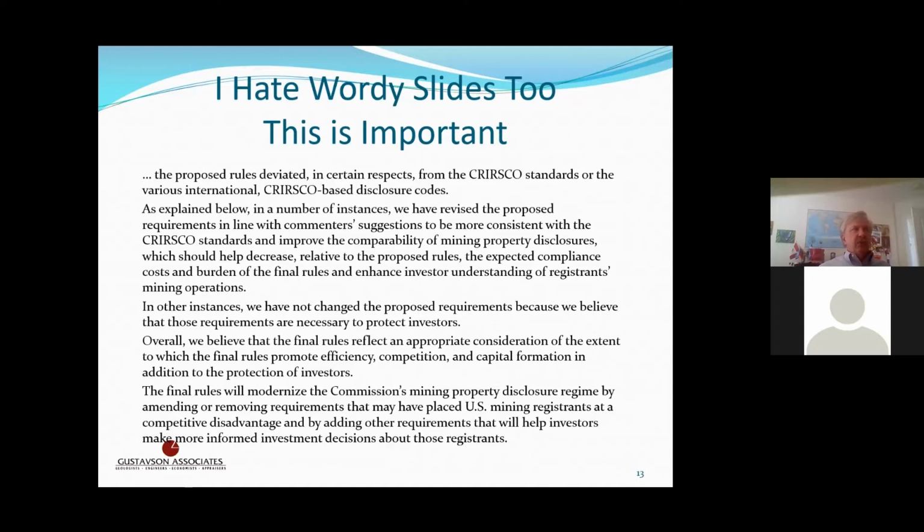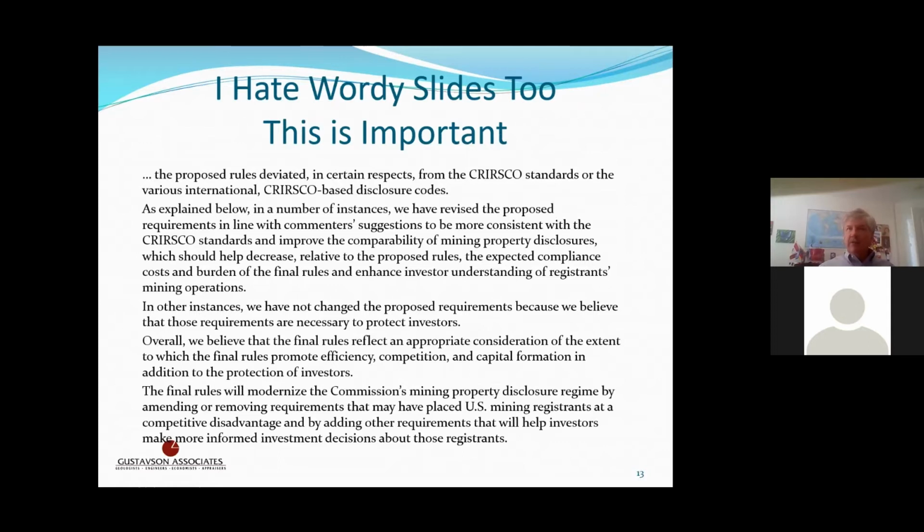The final rules will modernize the Commission's property disclosure regime and hopefully address the competitive disadvantage at which the U.S. mining registrants have been placed, and by adding other requirements that will help investors make more informed decisions.